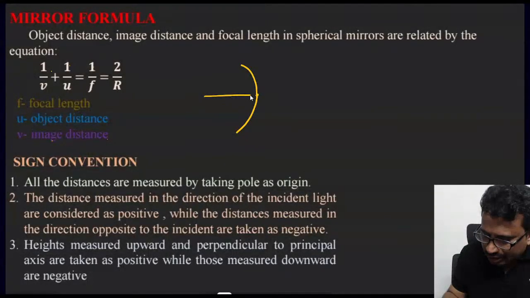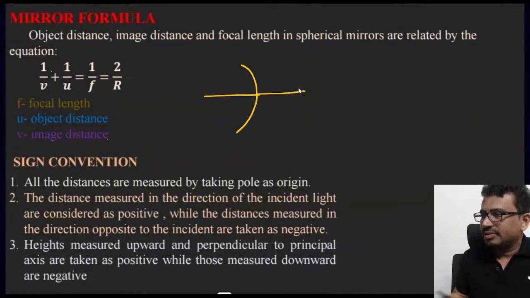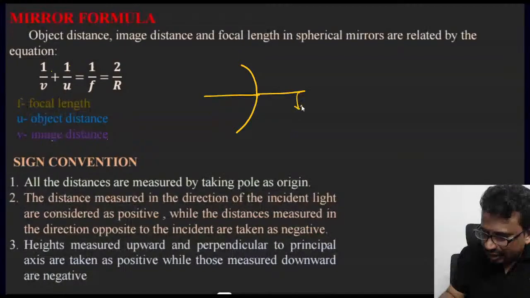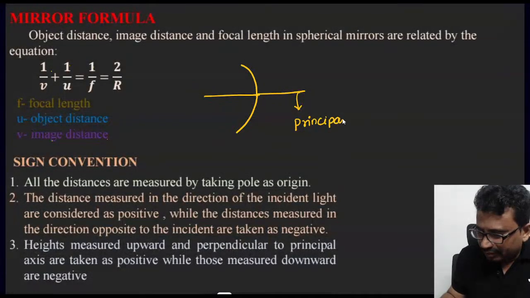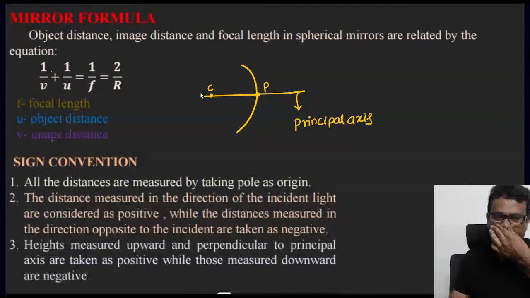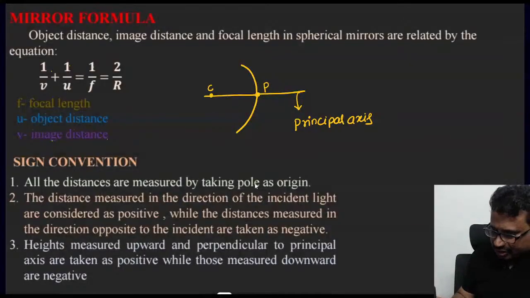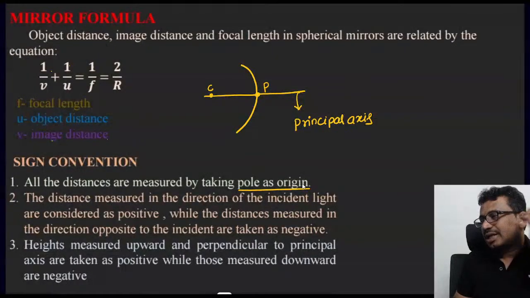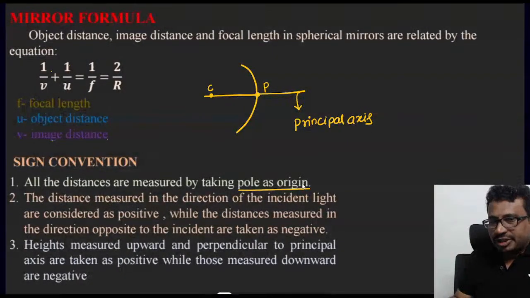So this is the standard notation we use for mirrors. The line which is passing through the midpoint is called the principal axis, and this point is called the pole. And somewhere here we have the center. Now all the distances are measured by considering the pole as the origin.